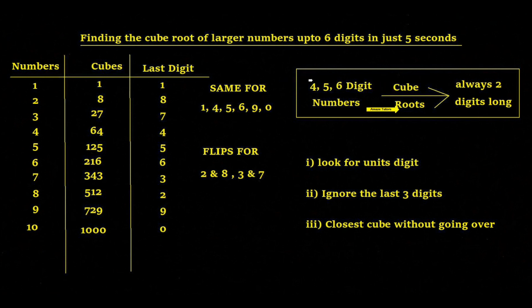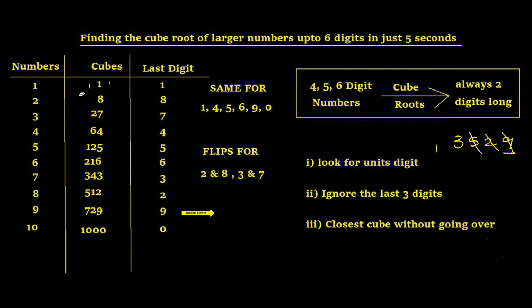Cube roots of any 4 digit number, 5 digit or 6 digit numbers will be 2 digits only. So the steps involved in this shortcut, for example, if the number is given some random number, look for the units digit. You have to look for the units or last digit. Ignore the last 3 digits of the number. Now you need to look at the first number. Find the closest cube without going over. The closest cube is 1. You need to consider 1 in that case.